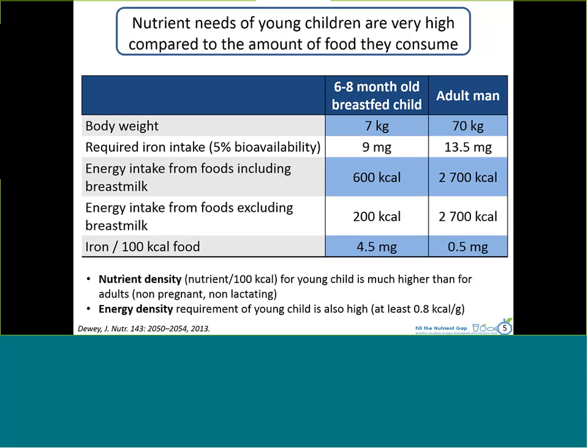So when we zoom in on this aspect of the nutrient requirements, we must have an eye for detail, in the sense that our different target groups have different needs.